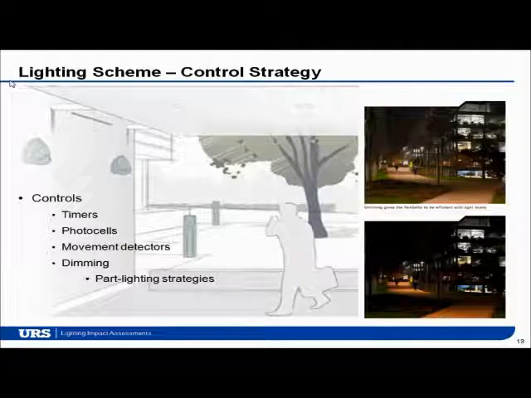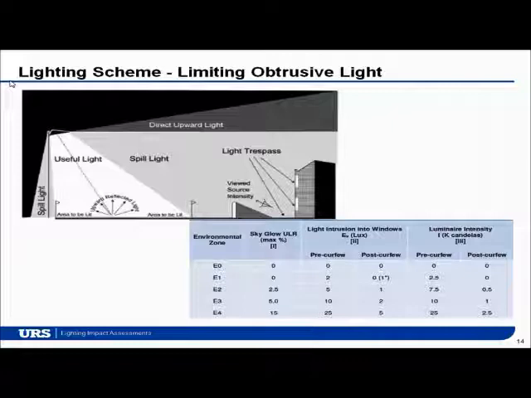Another thing to consider is the control strategy. On most installations, considering exterior, timers and photo cells are usually always included. Obviously, movement detectors, dimming and part lighting strategies are other options. We also need to consider limiting obtrusive light from a human perspective onto residential areas and windows. Also, this affects sky glow, upward light ratio from the fittings, and building luminance.